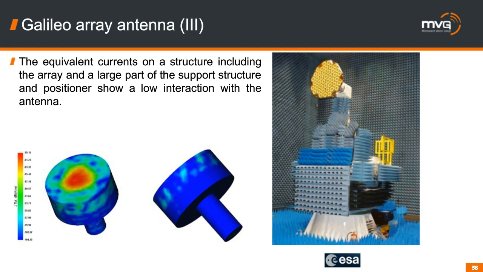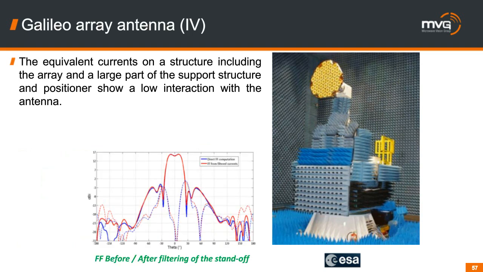The equivalent electric current on the three-dimensional structure computed by the equivalent current technique is reported. As you can see, the computed currents on the bottom part of the equivalent structure are low, meaning that the interaction between the antenna and the supporting structure is minimal. A filtering of the current on the lower cylinder has been performed, imposing the current to zero. The radiation pattern before filtering is represented by the blue line, while the red curve represents the pattern after filtering. The differences are really small, confirming that the interaction between the antenna and the supporting structure is minimal.